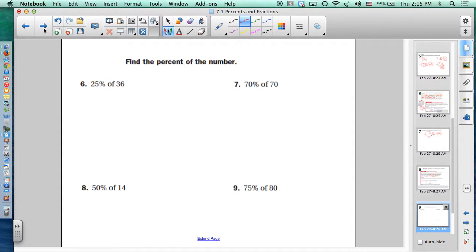Here are a few examples for you to try. Again, remember, we want to take our percent, convert it to a fraction, and then multiply it times the number that we're trying to find the percent of. Press pause now and attempt these 4 problems.